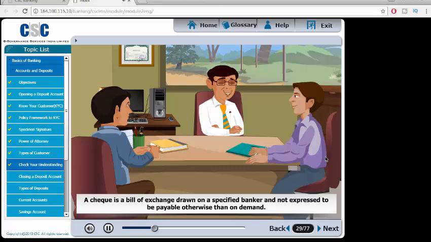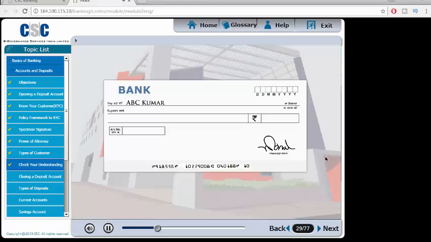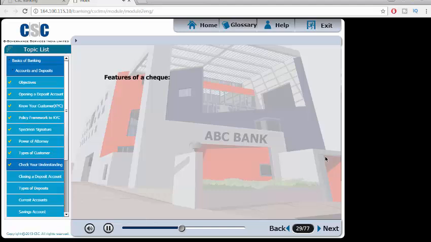A checkbook contains a number of checks. A check has three parties: the drawer, drawee, and the payee. The drawer is the account holder who signs the check. Drawee is always the bank branch where the account holder maintains his account, and the payee is the beneficiary who will receive the amount mentioned in the check. Let's see other features of a check.